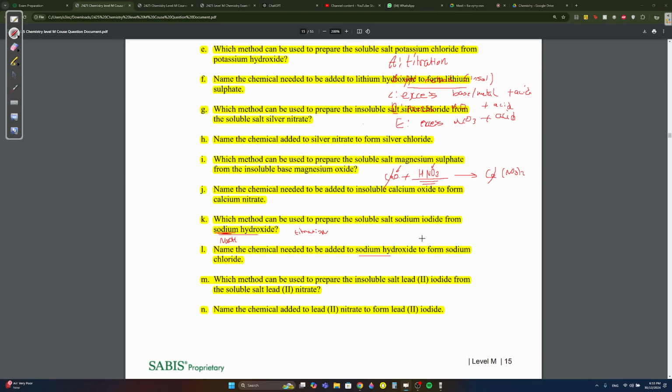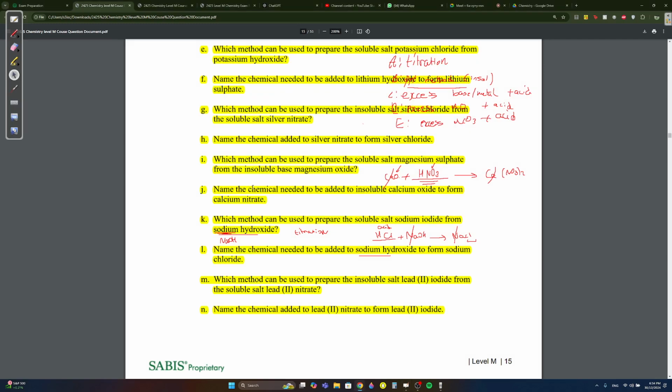Something to be added to sodium hydroxide to form sodium chloride. So to form NaCl, we need to add something to NaOH, sodium hydroxide, right? We need to add something plus metal hydroxide. What do we always add to metal hydroxide to get a salt? Acid, right? What's the acid? It's always H something. Let's see. Na cancels with Na. So what do we have left? Cl. Okay, HCl. What is it called?